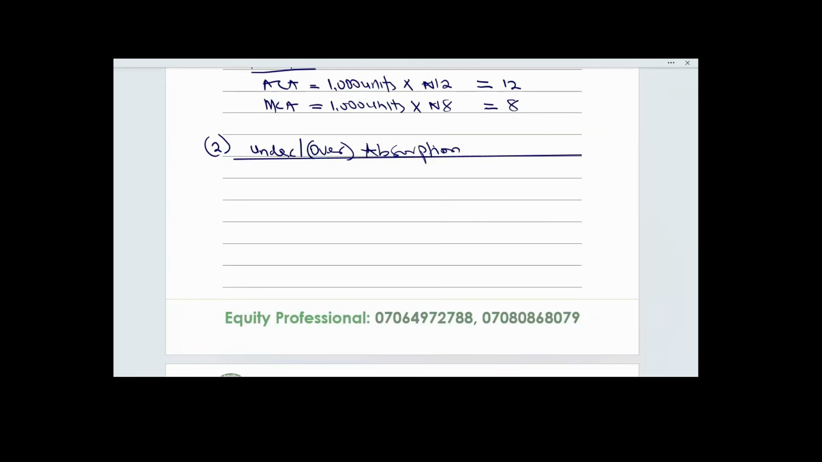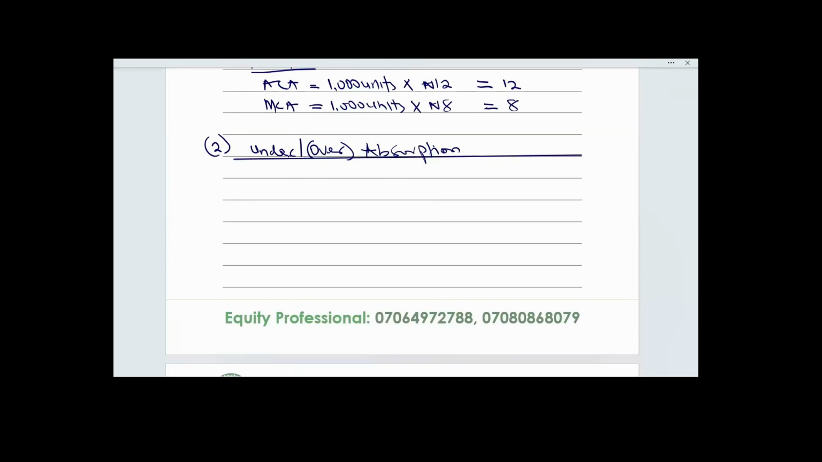We said under absorption will arise when the budgeted overhead is higher than the overhead absorbed to products, because this will understate the cost of goods sold and over-report the profits.